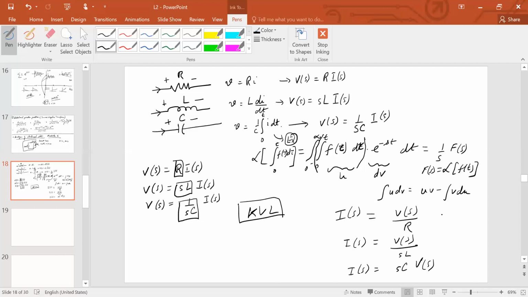So in that case, 1 by R, 1 by sL, 1 by sC behave like what are known as admittances. So the impedances and their reciprocals, the admittances. When you are doing KCL, on the other hand, that's when these admittances become crucial.